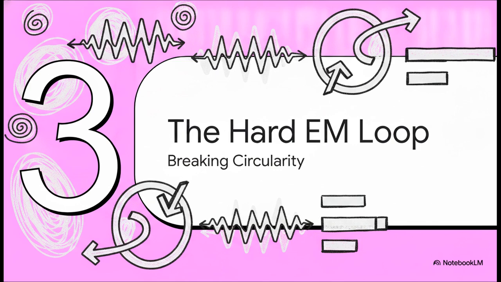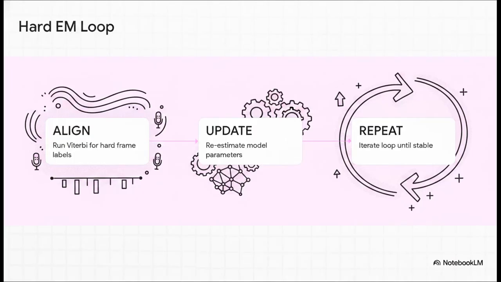Which brings us to part 3, the hard EM loop. So how do we actually break out of that circularity paradox? Well, basically by faking it till we make it. This is the famous loop. Step 1, you align. You use your current flawed model to guess an alignment. By constraining the Viterbi search to the known transcript, you force the model to generate a hard label for every single frame.